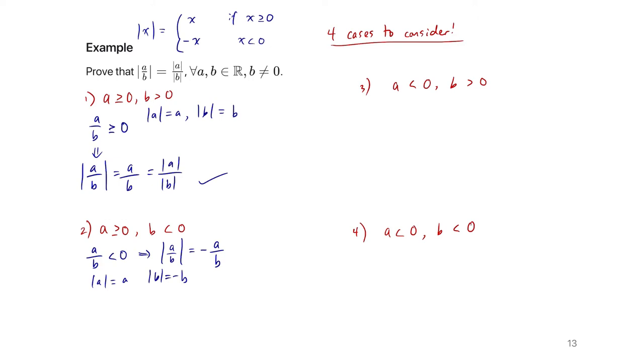Is that clear? Now we'll start with the absolute value of A over B, and we know that in this case it's the same as negative A over B. But I can write this as A divided by negative B. In this case, A and the absolute value of A are the same thing, and negative B and the absolute value of B are the same thing. So we've also shown that the absolute value of A over B is the absolute value of A over the absolute value of B. Is that clear?